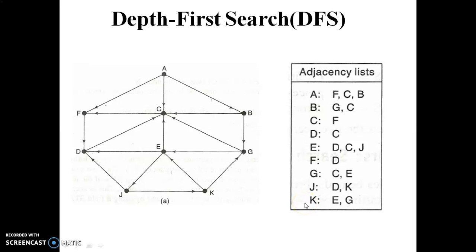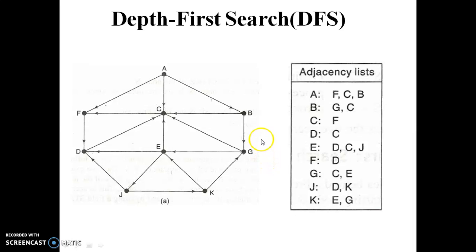Hello everyone. Today we'll discuss the DFS algorithm, that is the depth first search algorithm. This is one of the algorithms which is used to traverse a graph. Let us consider the given directed graph, and on the right hand side we have its adjacency list. Now let us understand how the traversal algorithm works considering the DFS algorithm.